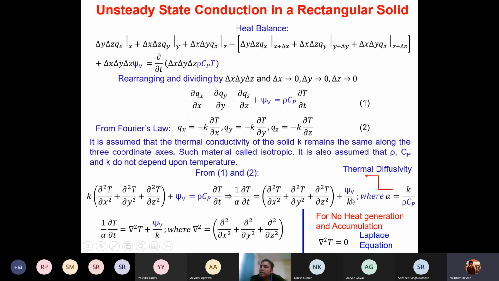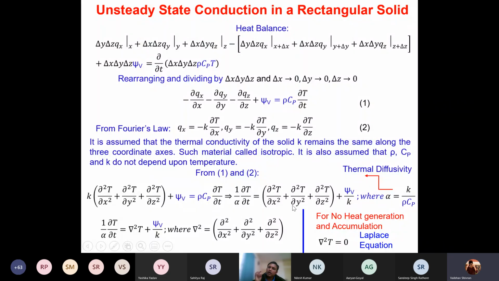So if the generation term is not there, and the accumulation term is also not there, then we get only del square T equals 0. So this is the standard Laplace equation. Whenever the generation and accumulation terms are absent, we just start with this Laplace equation, simplify it and solve it, isn't it?